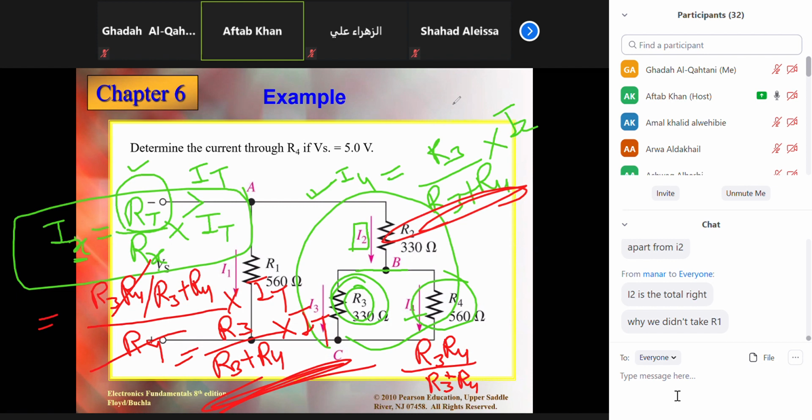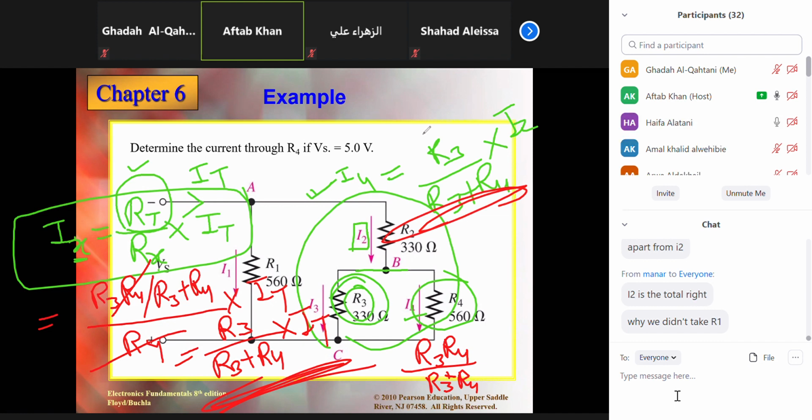Now, Manar is saying, why don't you take R1? Manar, R1 is not in the picture. Why should I take R1? R1 is out here. And I am interested to calculate the current here rather than I1. So I'm discussing here. I2 is splitting into R3 and R4 like that. Okay, and next question. Time is short, so better come to the question.